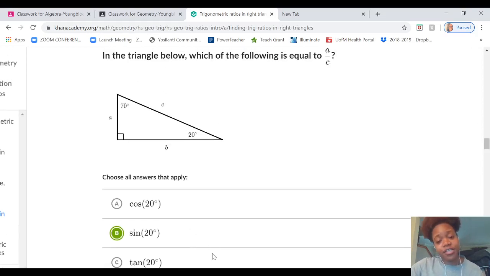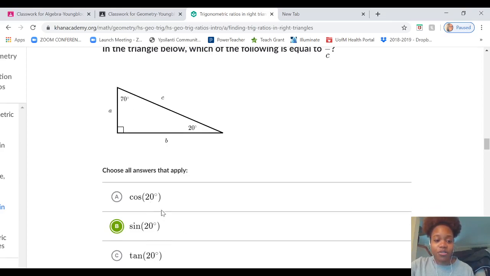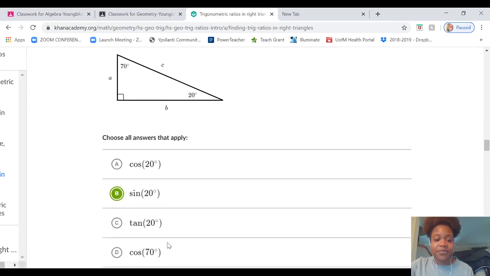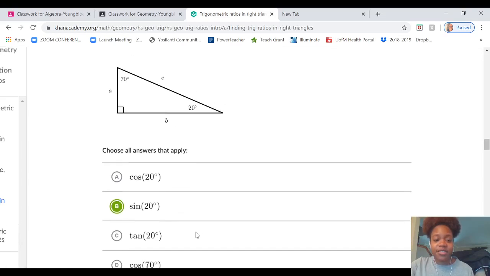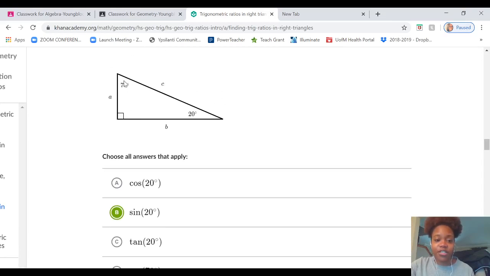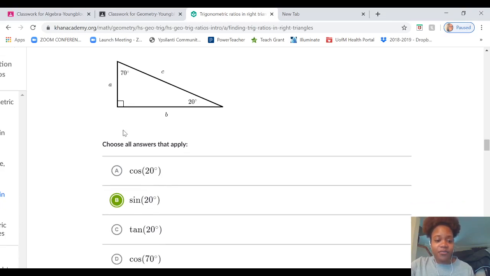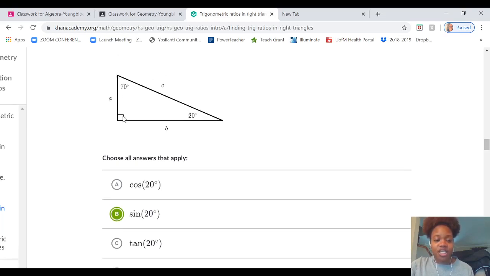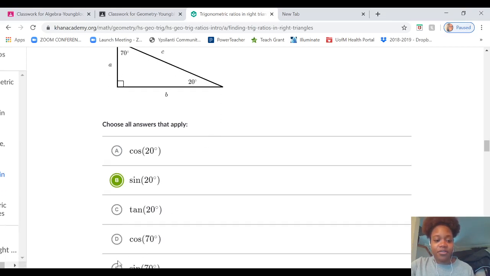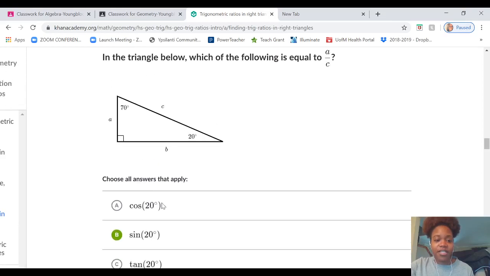Cosine of 70 degrees, so now we're focused on this angle. Again, I want to note, we were focused on the 20 because 20 was in the parentheses. Now that 70 is in the parentheses, this is going to be our focus or reference angle. So now if we're focused on this angle 70, for the cosine, our adjacent side is now A, and our hypotenuse is C. So the cosine of 70 is going to be A divided by C.